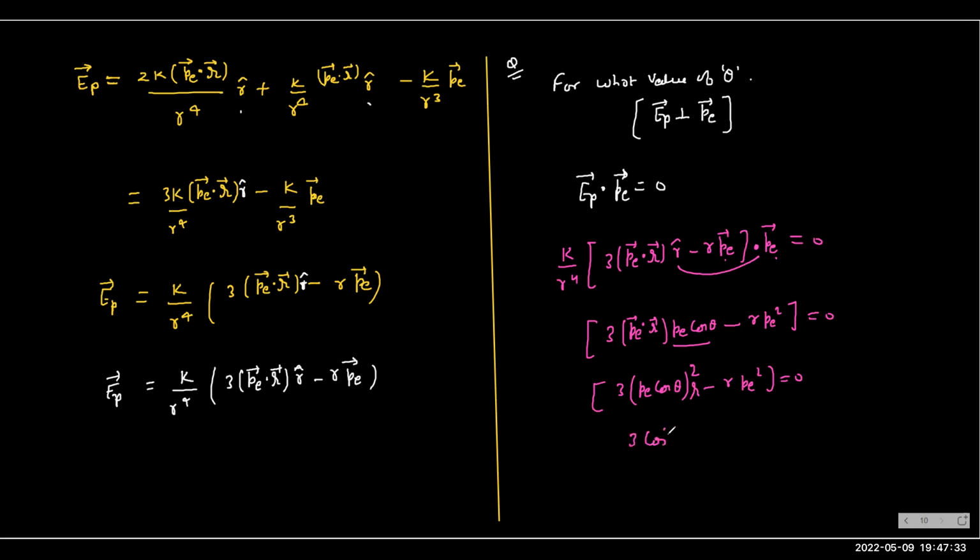3 cos square theta minus 1 equals 0. Cos square theta is 1 by 3. So cos theta is 1 by root 3, right? At a value cos inverse 1 by root 3, this is possible, right? This is one way of proving, which is actually the correct answer.